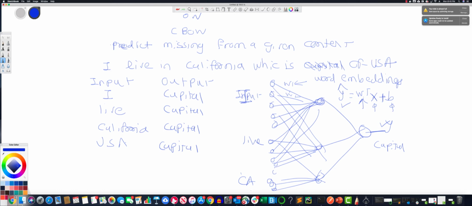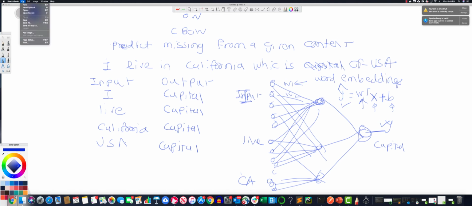So in case of continuous bag of words, you predict the missing word from a given context. You present multiple words as input, but you just compute one output. This is called CBOW, or continuous bag of words.